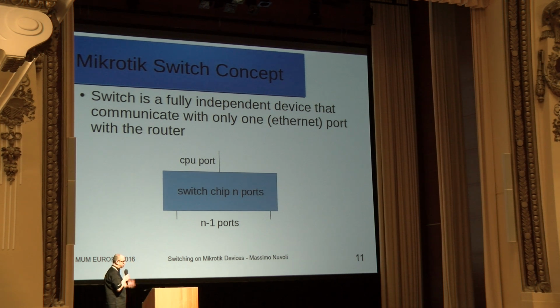So this is the concept of the switch inside the Mikrotik device, the smallest one, also the big one. There is a switch that can do N ports switching, and one port is connected to the CPU. The other ports are for the physical interfaces. It's very important, this.